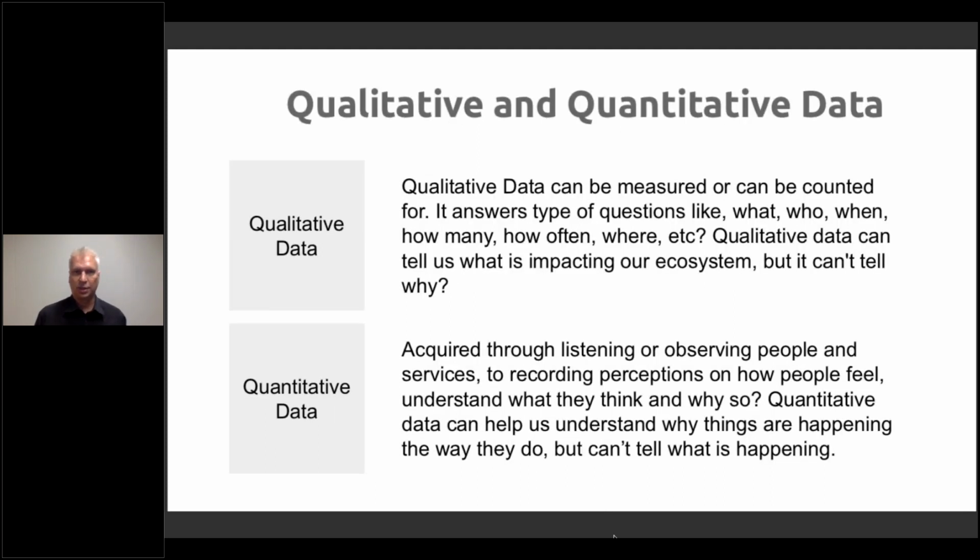And then of course we can also have qualitative and quantitative data. So qualitative is more data that can be measured or counted to answer questions like what, who, when, how, and so forth. So the qualitative data can tell us what is impacting our ecosystem, but it really can't tell us why. And then quantitative data is more applied on top of that. So it's more analytics or further research into those topics, listening, observing people and services, recording perceptions of how they feel and so forth. So this can be feedback forms, questionnaires about different things. And this is typically also based on more of the secondary data.